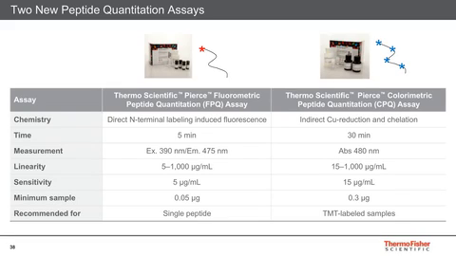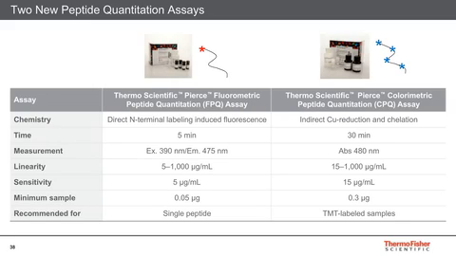The fluorescent or FPQ assay is a direct N-terminal labeling assay that uses a fluorescent dye to label the amino termini of all peptides in the sample. This rapid protein detection reagent can detect peptides in as little as 5 minutes and is read in a fluorimeter with excitation of 390 nanometers with an emission of 475. This product can be used to detect complex digests as well as individual peptides.